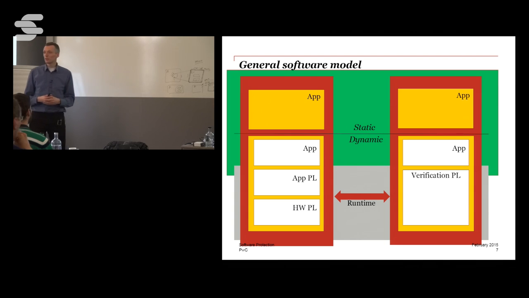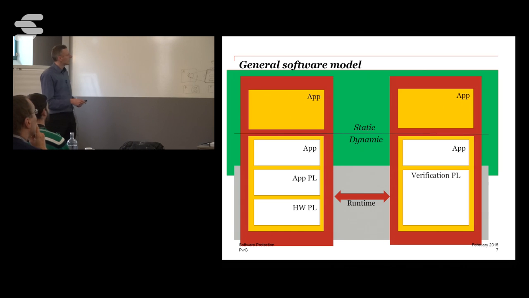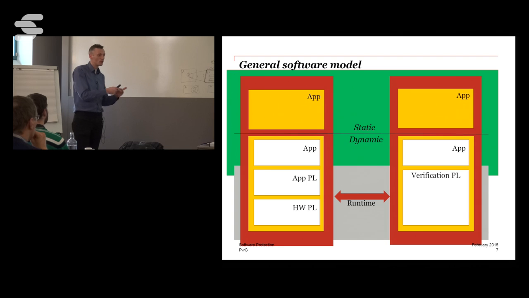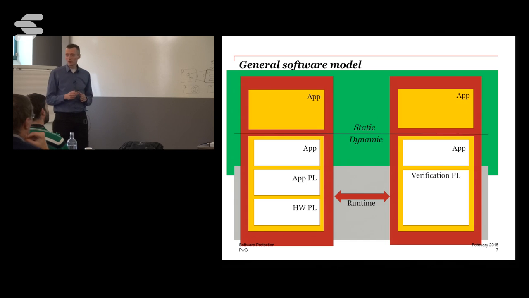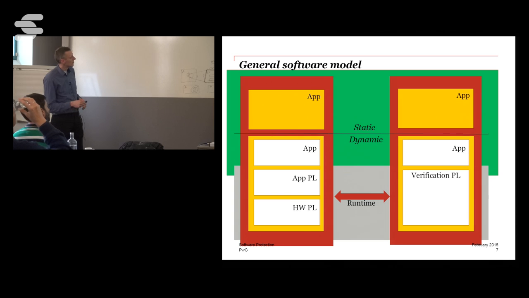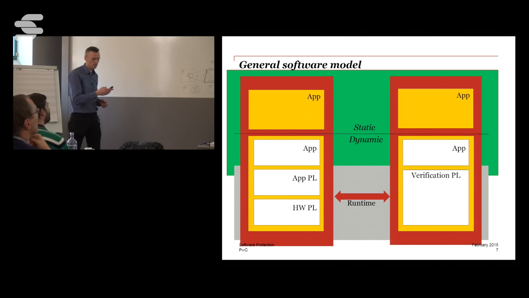There are a lot of protection techniques available that change the underlying execution platform, in software or in hardware, to try to increase assurance in the software that's being executed. That won't be the focus of the talk today. The focus will be really on this level. So within the software, what can you do to actually change or increase protection of the software? Okay, clear?